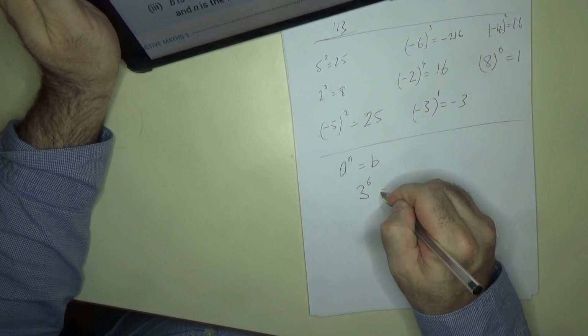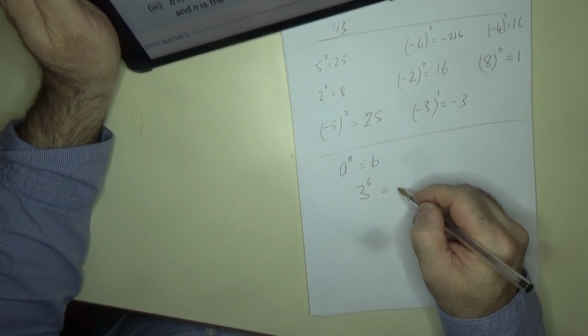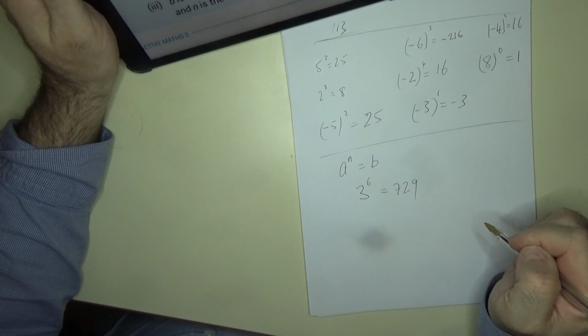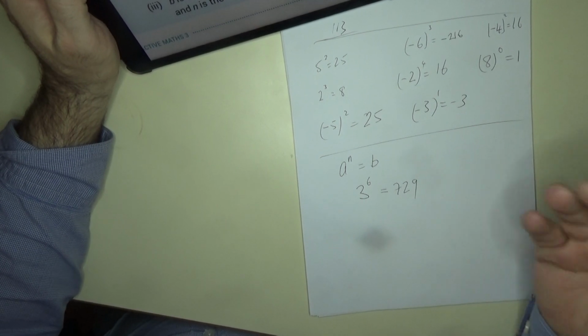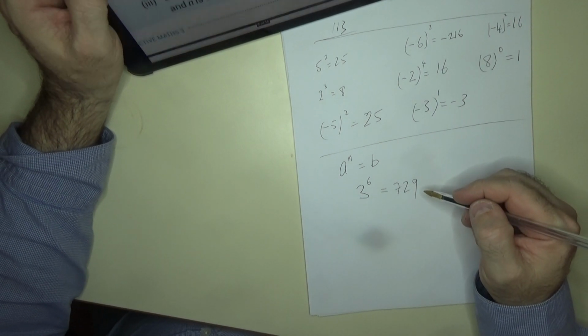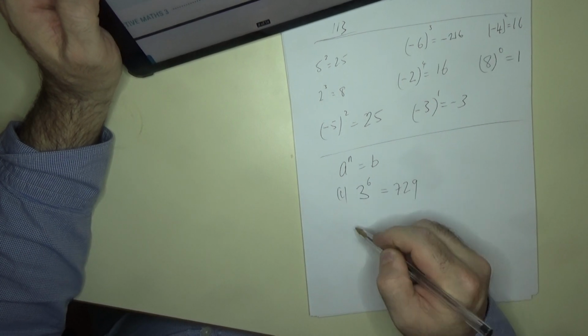And then 3 to the 6 is our friend 729. As we discussed in class today, that's our scoop. You can use the calculator if you need to, but that's 729. Now, that's part 1. Part 2.